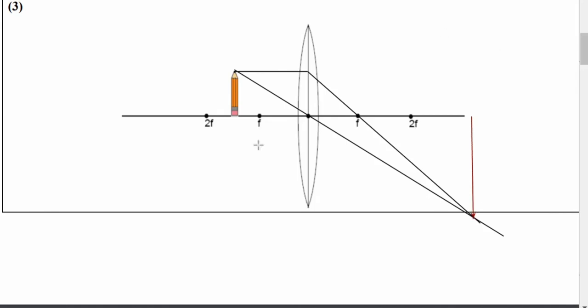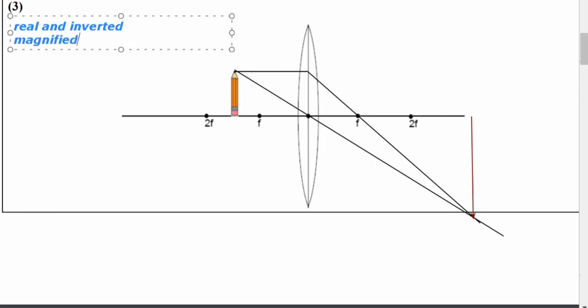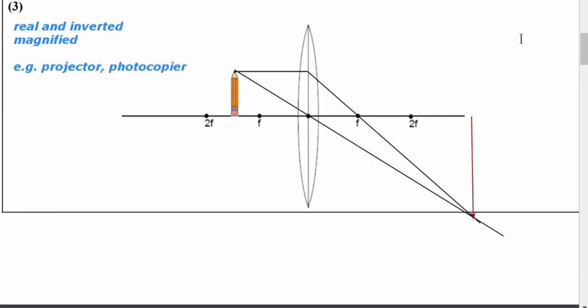And you can see that this image is very magnified. It is upside down, it is inverted, and it is real. So this is a highly magnified image, and we can find this example in projectors as well as photocopiers, because photocopiers can also produce a magnified image.